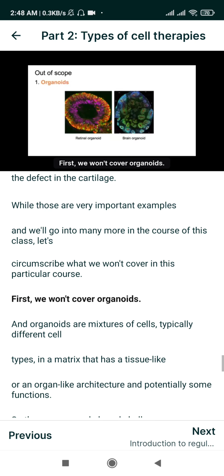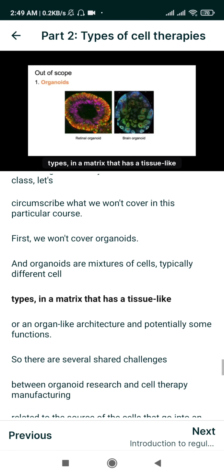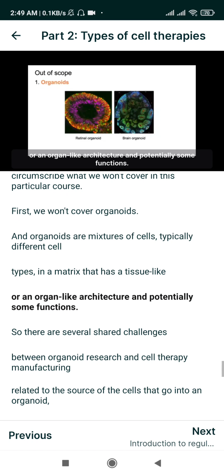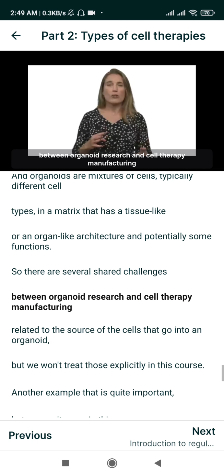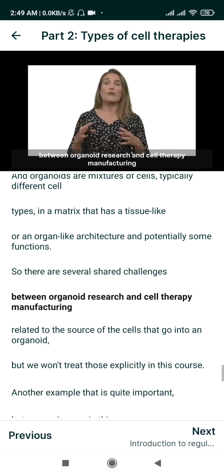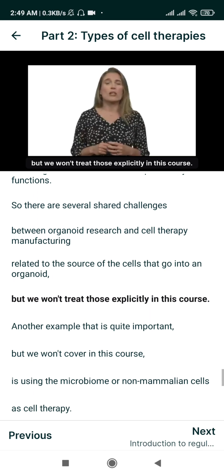First, we won't cover organoids, and organoids are mixtures of cells, typically different cell types, in a matrix that has a tissue-like or an organ-like architecture and potentially some functions. So there are several shared challenges between organoid research and cell therapy manufacturing related to the source of the cells that go into an organoid, but we won't treat those explicitly in this course.